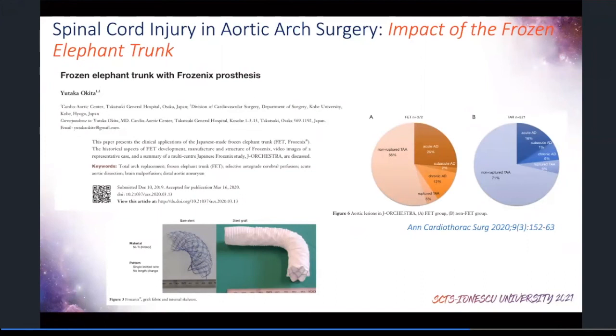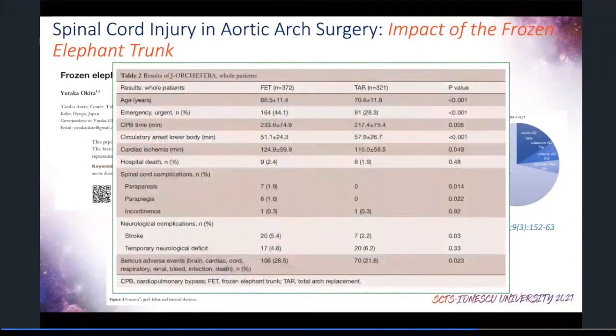You can see the distribution of aortic pathology between the two groups was roughly similar. About two-thirds had non-ruptured thoracic aneurysm, whereas 15 to 20% had acute dissection, and chronic dissection in a smaller number of patients, and 5 to 6% in each group had a rupture. So in comparing these two groups, the frozen elephant trunk patients were younger, and they had a higher incidence of emergencies, and they did have a significantly lower circulatory arrest time to the lower body at 51 minutes compared to the 58-minute circulatory arrest time in the total arch replacement patients.